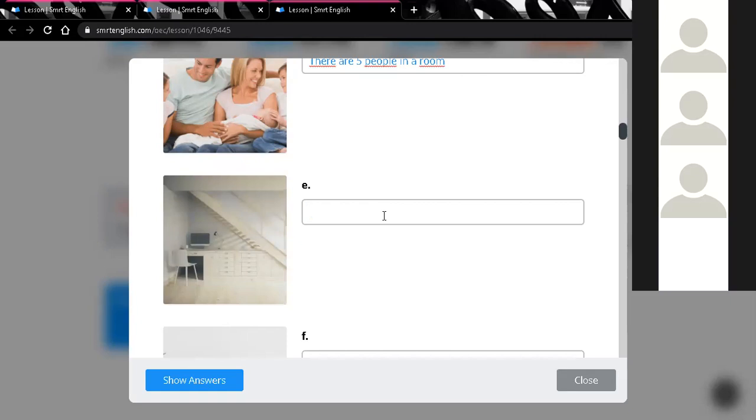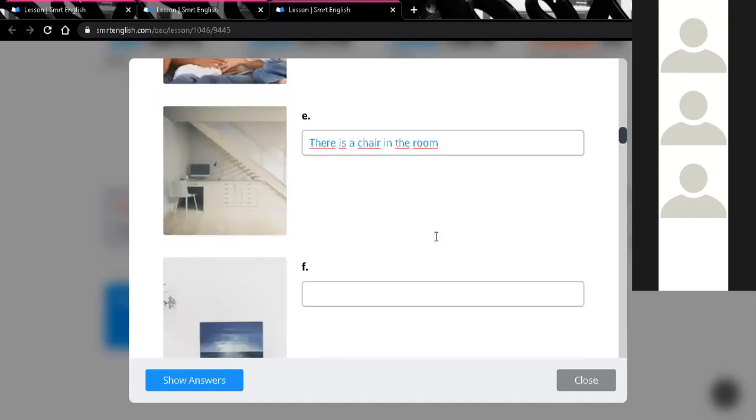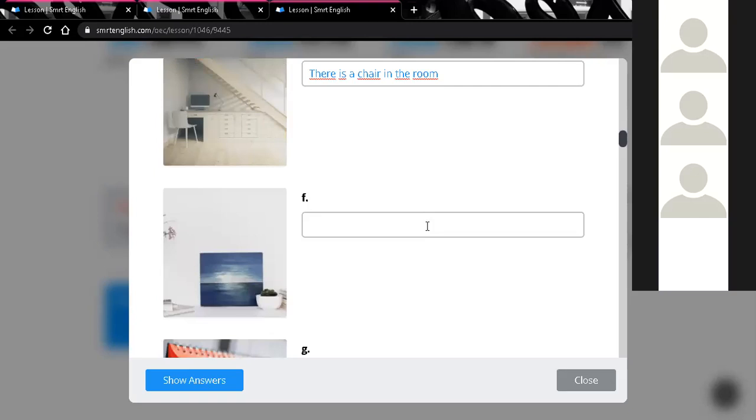There is a chair in the room. Okay, there is a chair in the room. Letter F. There is a picture in the floor. There is a picture. Where? The floor in the room. In the room, on the shelf.